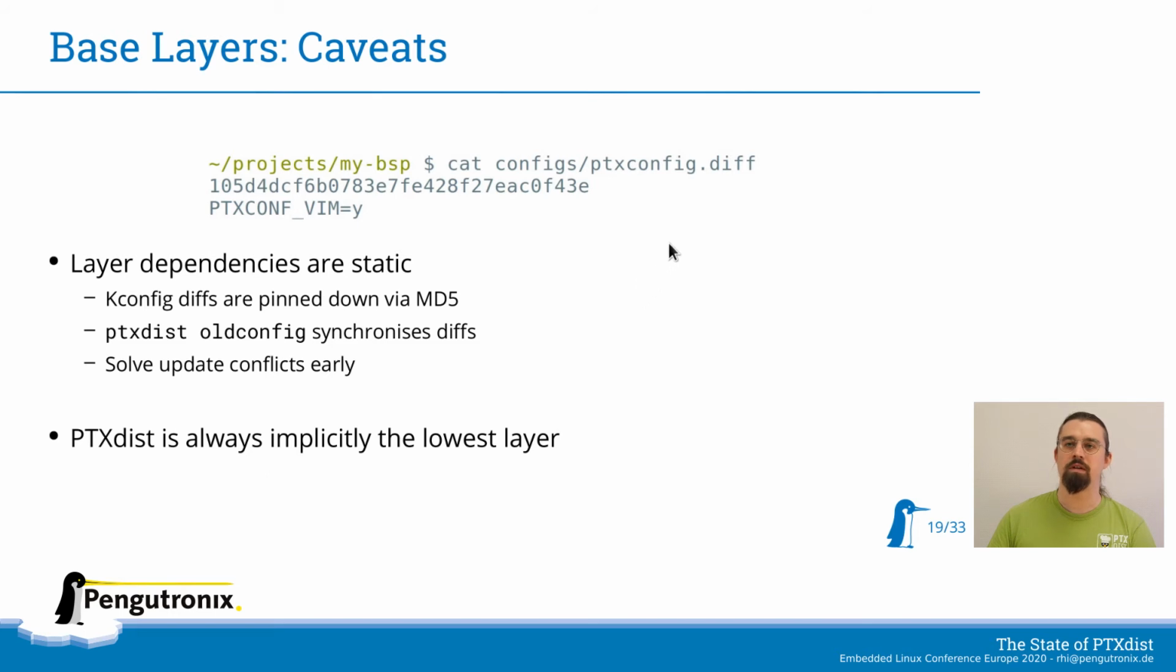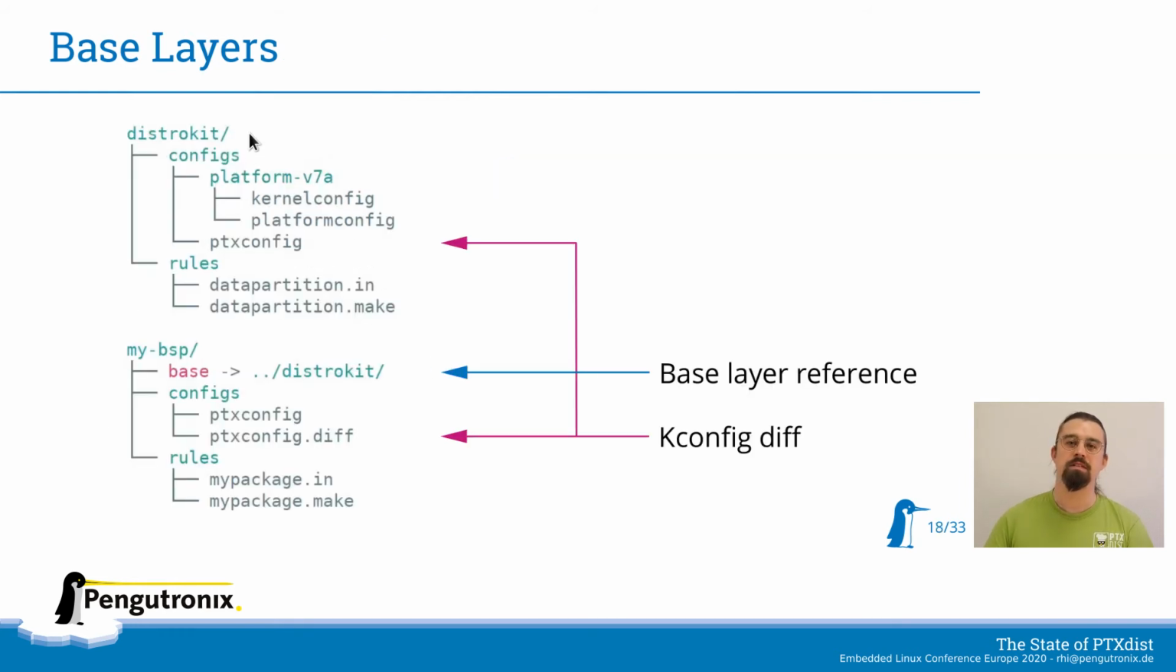As we already saw in the previous section, this Kconfig diff contains the MD5 sum, and I already explained this. So they are pinned down via MD5, and you can run oldconfig to synchronize these diffs, and it has the implication that you solve the update conflicts early. And PTXdist is always used as the lowest layer implicitly. So, for example, this DistroKit layer doesn't have a base link, but in this case, PTXdist would just use its own install directory as the base layer.